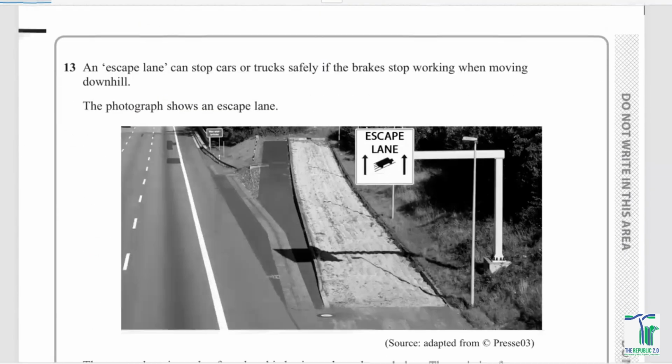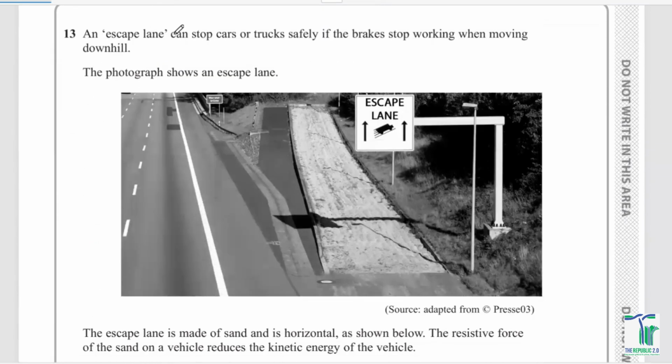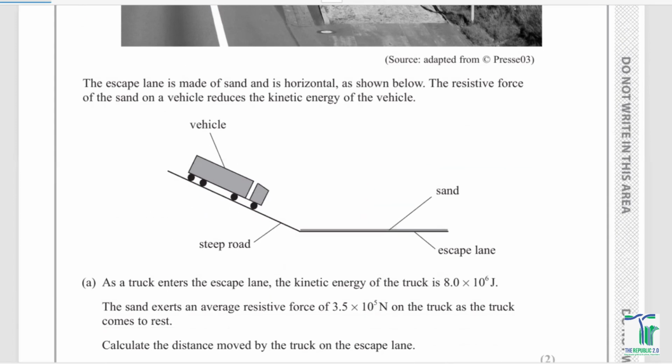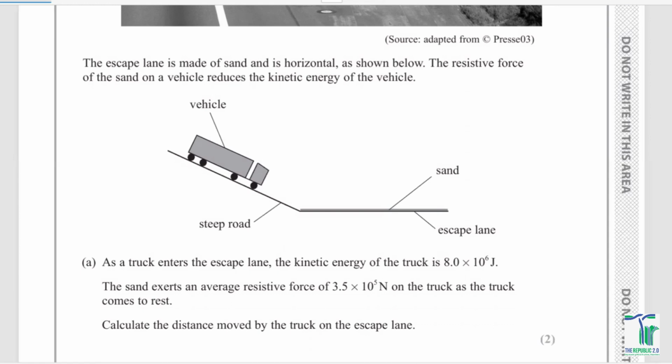Similarly, if we talk about question number 13 now, an escape lane can stop cars or trucks safely if the brakes stop working when moving downhill. The photograph shows an escape lane. You've got this escape lane over here. The escape lane is made of sand, in the horizontal, only to provide more resistive forces. The resistive forces of the sand on the vehicle reduce the kinetic energy of the vehicle.